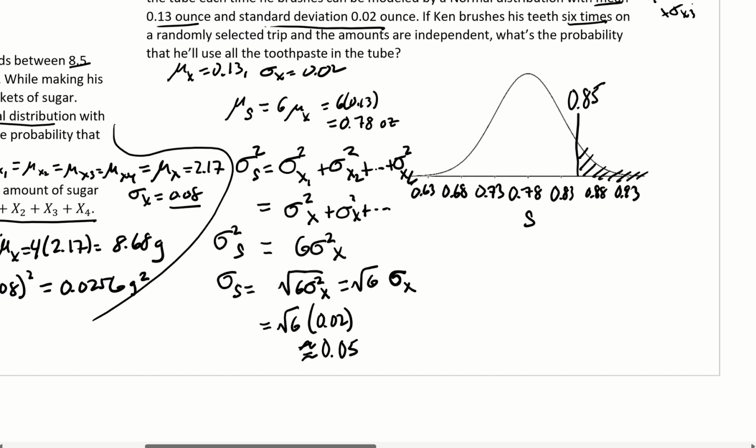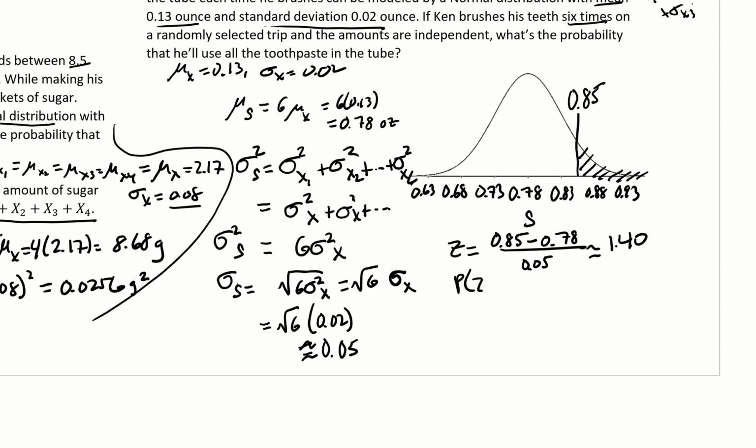So there you go, that's the probability. Now let's convert that. We could use the calculator for this, or the z-score. Well, we'll do both. We're going to do z equals the value minus the mean, over the standard deviation, which was 0.05. Let's do the math on the calculator. It's 0.07 divided by 0.05, so 1.40.